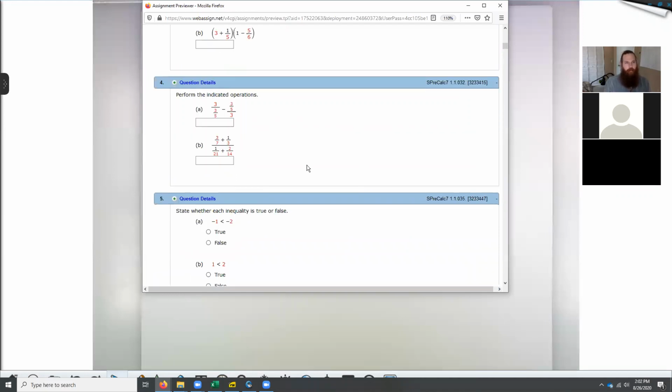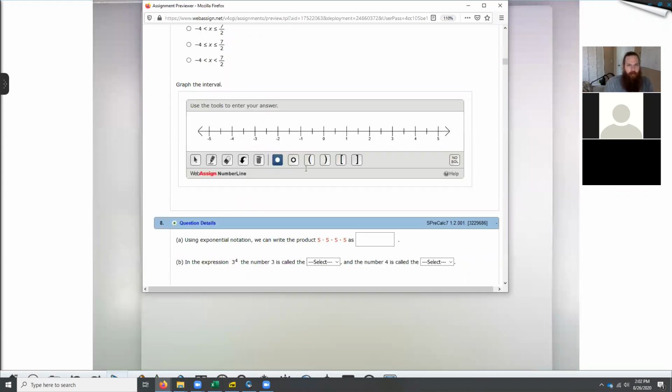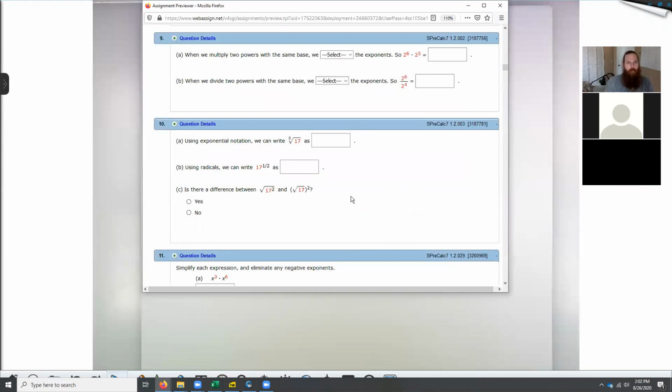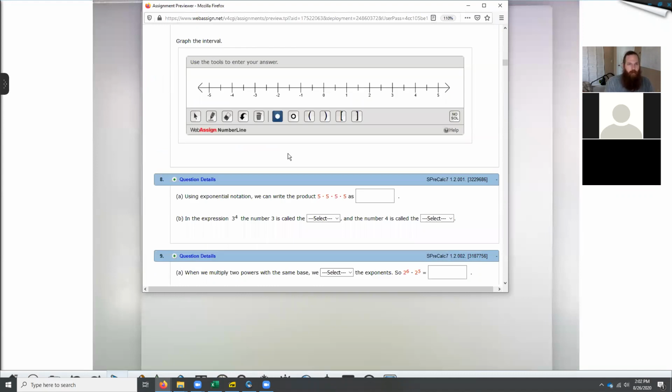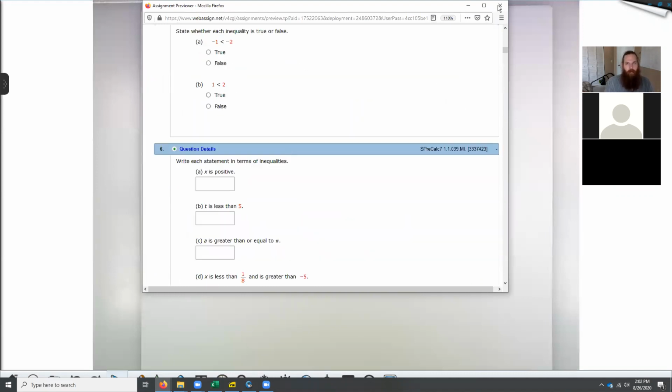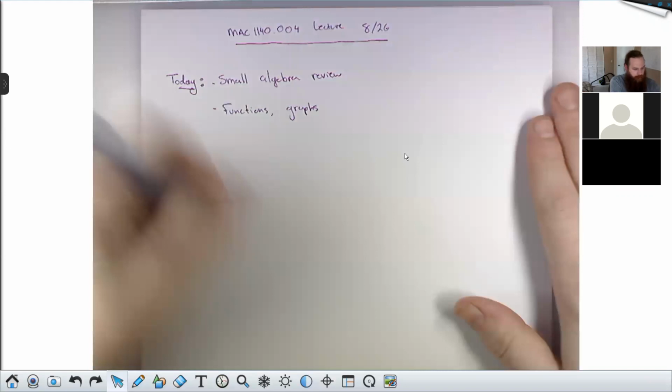So I want to grab just a few things like this. Number 4 looks like the sort of thing that might be worth talking about a little bit. Maybe a little something to do with inequalities. And then these power rules, those exponent rules are the sort of things that are going to be very important later in the semester. So I want to make sure we're all on good, solid ground. So a little algebra.